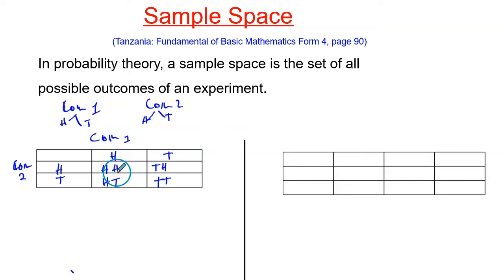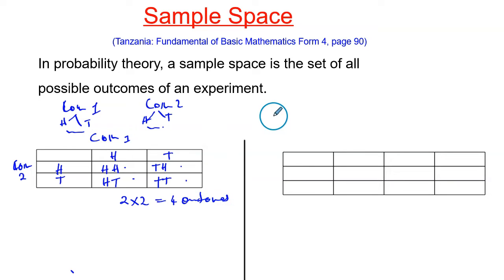And you can see here you've got two possibilities here, and you've got two possibilities here, and your total outcome is 4, because you can get 1, 2, 3, 4 outcomes. So it's 2 times 2. So your total outcome is going to be 4 outcomes.